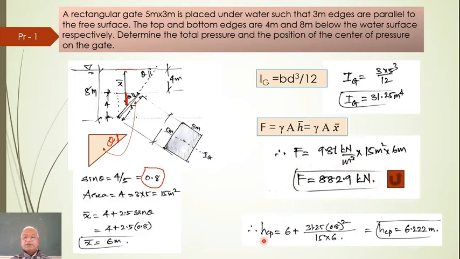Now HCP, depth of center of pressure, the formula is x bar plus Ig sine squared theta divided by A x bar. I have straight away substituted and worked out, it comes out to be 6.222 meters, right? So up to this it would have been 6 meters, but HCP will be slightly more. So that 0.22 meters it is below. So somewhere there would be the point of application of that force, and this force will always be perpendicular to the surface.